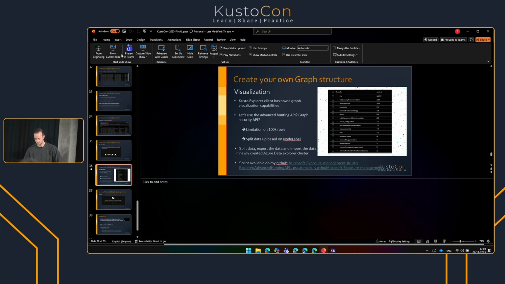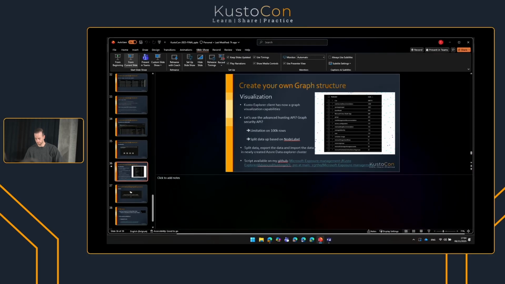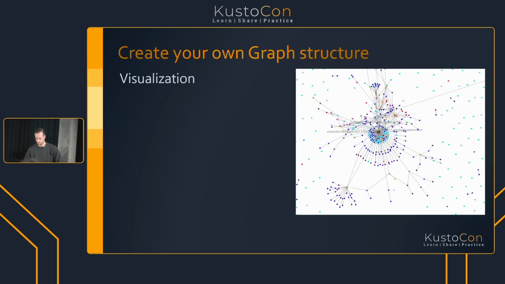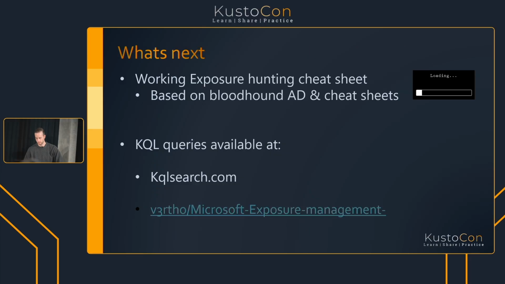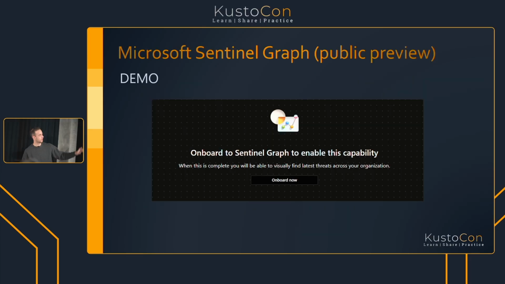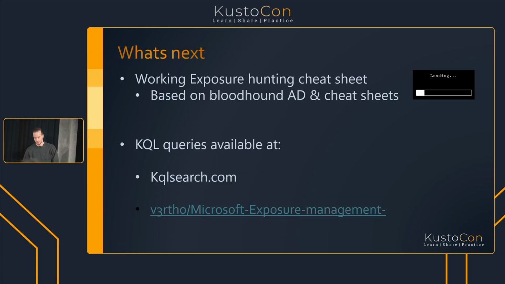So let me go back to my slides. That's what I was talking about. One of the prerequisites is that you are onboarded to the Sentinel data lake. So what's next? I'm currently working on an exposure hunting cheat sheet. It's mostly based on BloodHound, Active Directory, and Entra ID cheat sheets, so that I can convert those Cypher queries that are being used over there to exposure hunting in KQL.